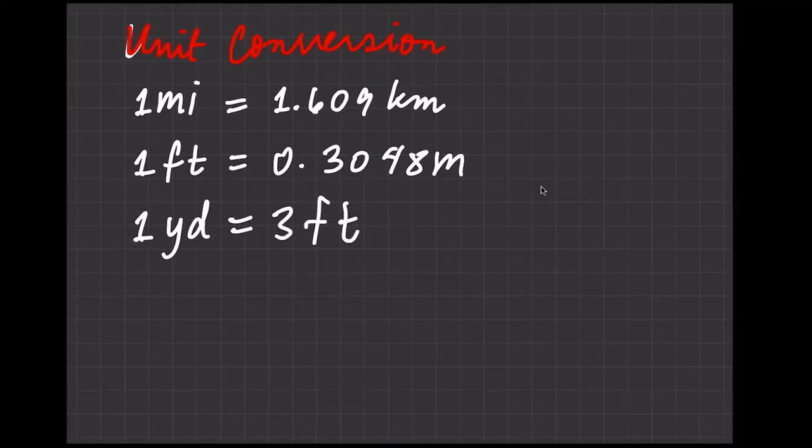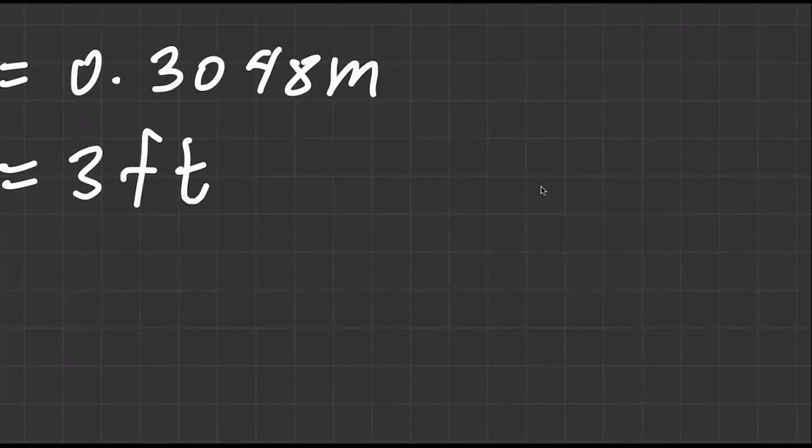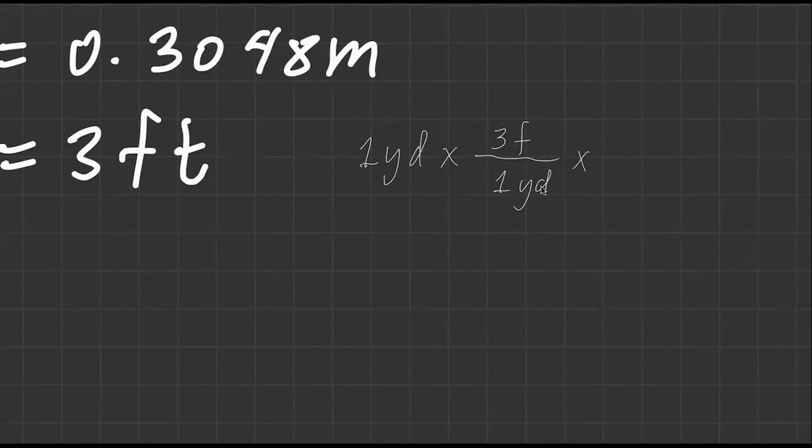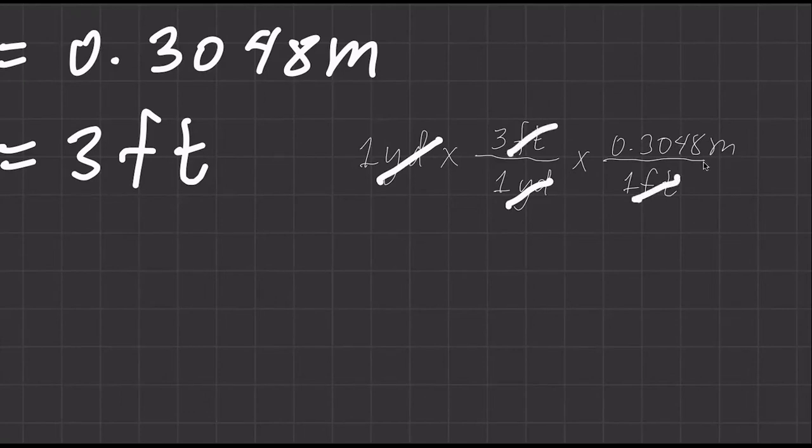Now what is this in meter? Let's try to convert that. What is 1 yard in meter? For 1 yard, you multiply it by its factor. For 1 yard, there are 3 feet, and 1 foot is 0.3048 meters. So here you can cancel out some quantities. You can cancel out yard, and you can cancel out feet. What you will be left with is the meter.